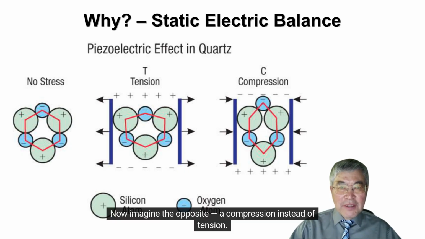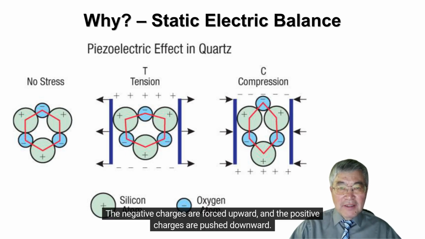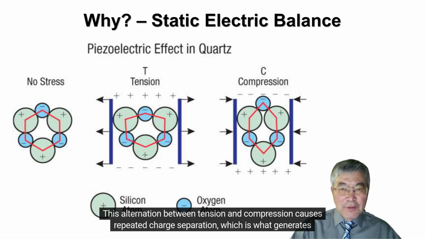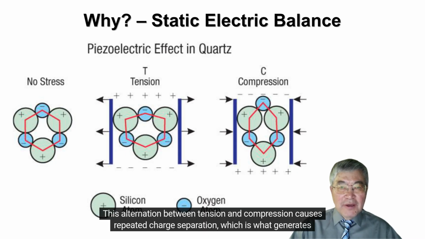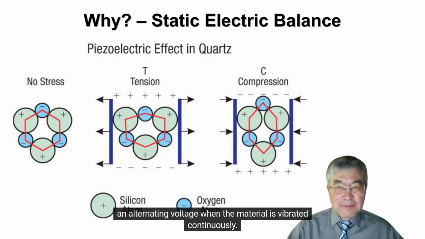Now imagine the opposite, a compression instead of tension. When we compress the crystal, we push those atoms closer together, but in the opposite direction. The negative charges are forced upward and the positive charges are pushed downward. Now the top surface becomes negative and the bottom surface becomes positive. This alternation between tension and compression causes repeated charge separation, which is what generates an alternating voltage when the material is vibrated continuously.